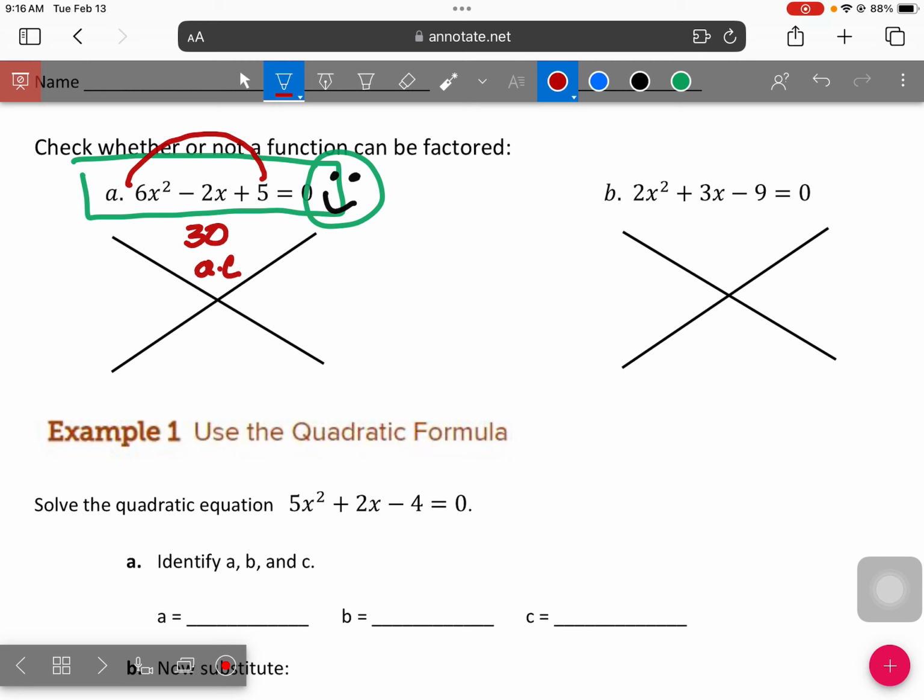6 times 5 is 30. And my middle term here, -2, the B value goes at the bottom. Can you find factors of 30 that add up to -2?